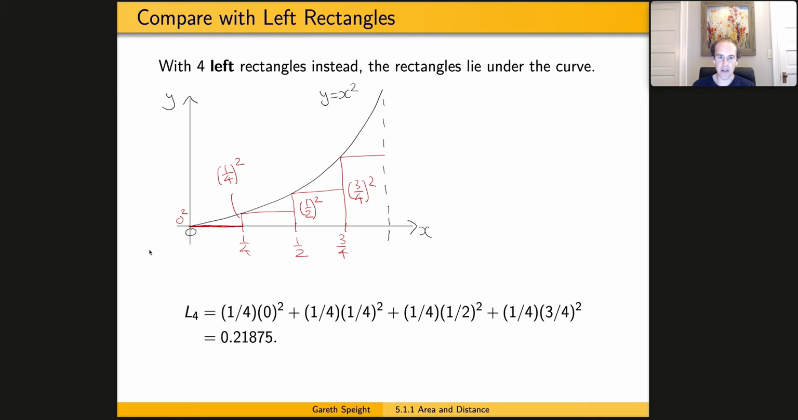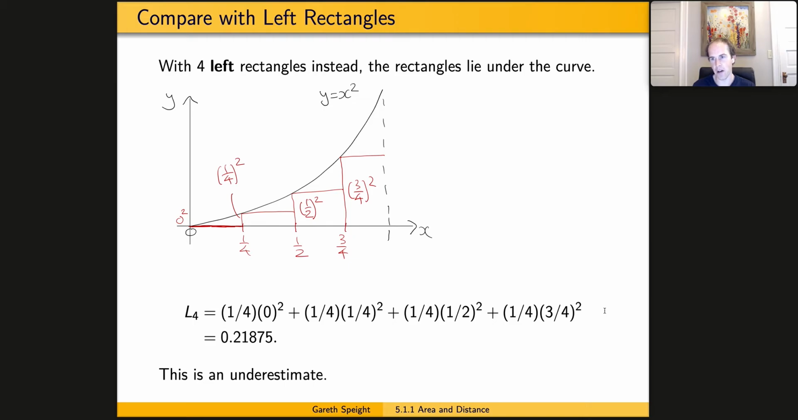Okay, so if we add up the areas of these rectangles, we play the same game. We do base times height on each one. The first one is 1/4 times 0 squared. The second one, the base is 1/4, the height is 1/4 squared, and so on. We get this slightly different sum, which comes out to 0.21875. And now, since the rectangles lie below the curve, clearly the area of the rectangles is smaller than the area under the curve, so this is going to be an underestimate. So if the rectangles are under the curve, we get an underestimate.